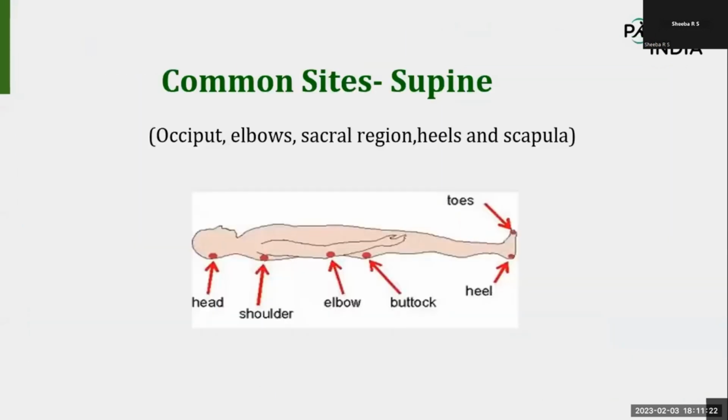So coming to the supine position: occiput, elbow, sacral region, heels, and scapula. These are the common sites where patients can develop pressure ulcers in the supine position. Why I am telling you these pressure point areas is because we need to change the position from supine to left lateral or right lateral after 2 hours.